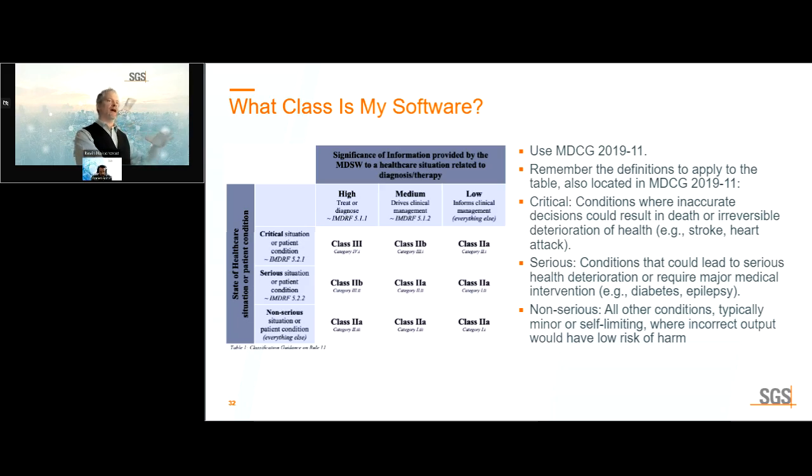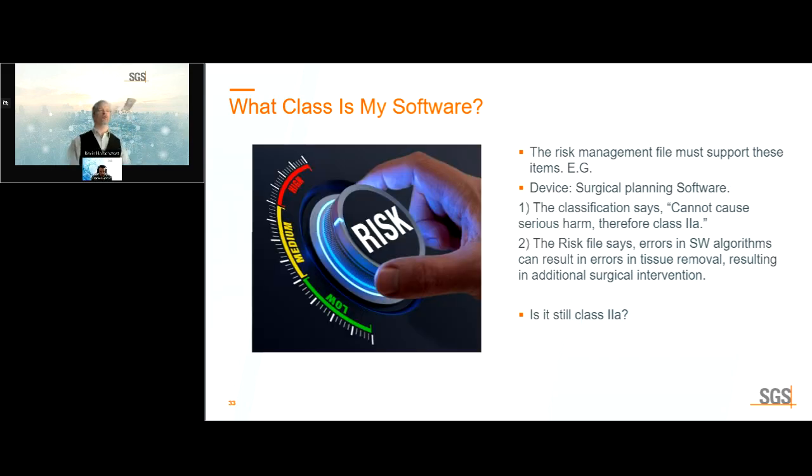We're going to look at another example here, okay? So surgical planning software. This is becoming very common. It's common now in dental. It's common in pre-surgical. It's common in orthopedics. It's common in clinical treatment of cancers. This is a very common device, some form of surgical planning software. And the classification might say it cannot cause serious harm. Why? People will say, well, it's not doing anything itself. It's not directly doing anything.